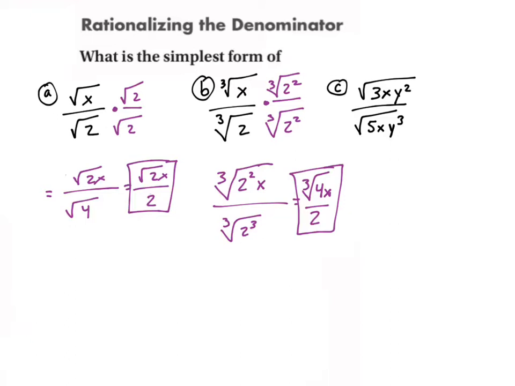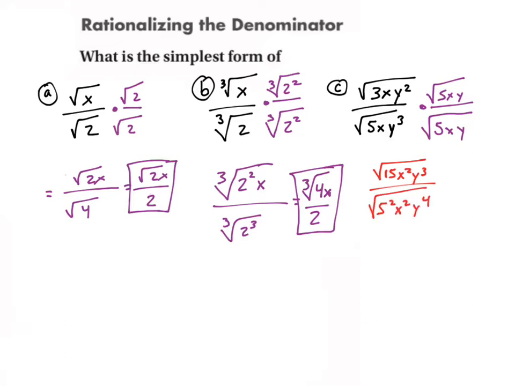And then last but not least, we're back to a square root problem. We're trying to cancel this out. So we look and see, what do we need to multiply by to rationalize the denominator? Well, it's going to be the square root. We need another 5, we need another x, and we need another y. So it would just be the square root of 5xy. And so we're going to multiply across to do this. On the top, we're going to get the square root of 15x squared y to the third. On the bottom, and I'm going to leave it like this, the square root of 5 squared x squared y to the fourth.